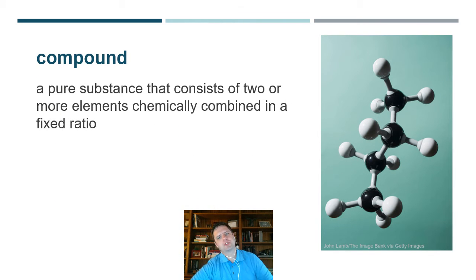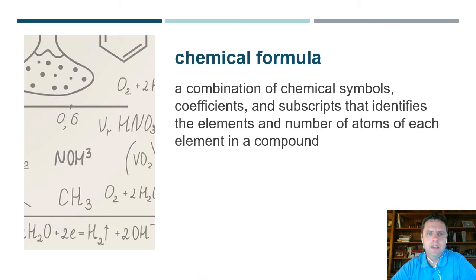A compound is just a pure substance that consists of 2 or more elements chemically combined in a fixed ratio. We've already kind of used that definition already. And then the chemical formula is just a combination of chemical symbols, coefficients, and subscripts that identify the element and number of atoms of each element in a compound. So this is when we bring it all together. Like before, when we had that 5Fe2O3, that was a chemical formula.